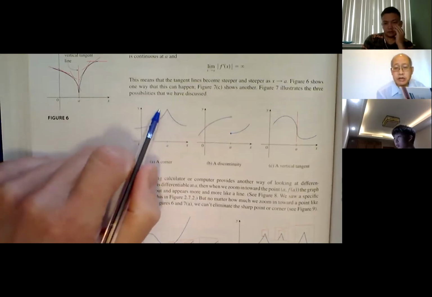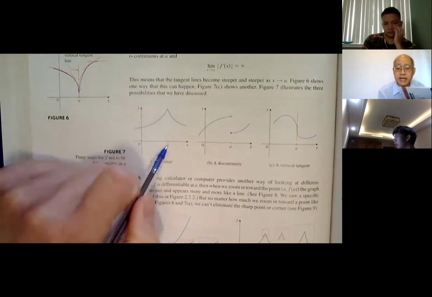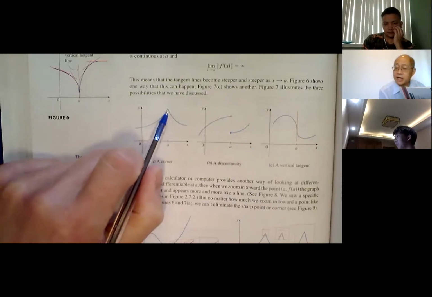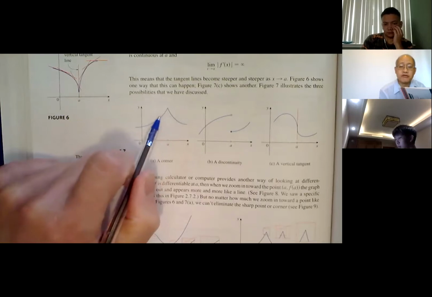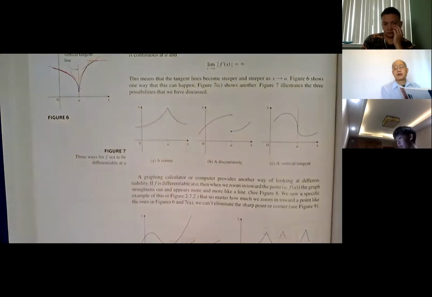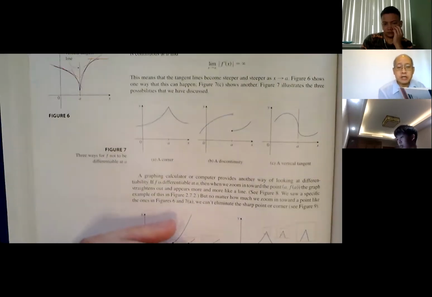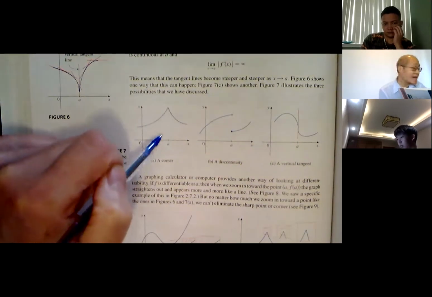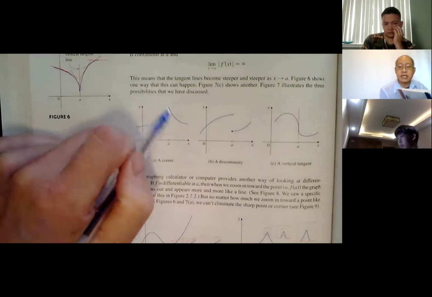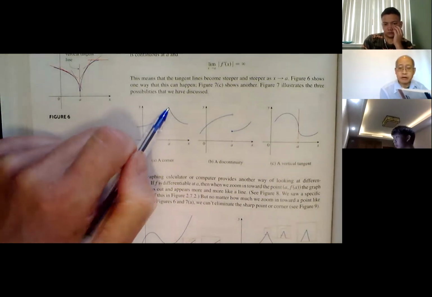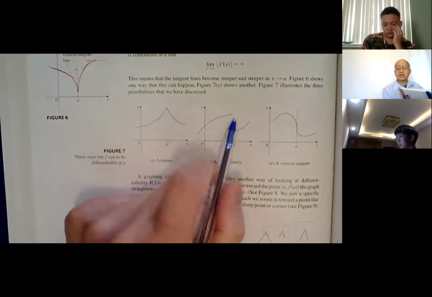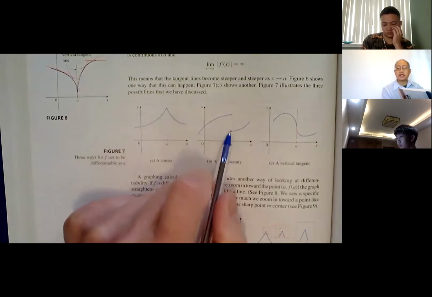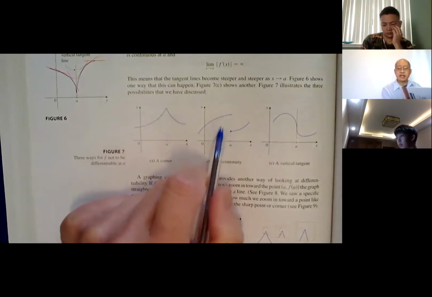Here's a picture of a point where the function's continuous at x equals a. It's continuous, but not differentiable. So you can have continuity without differentiability. Fancy words there again. If you have a differentiable function, it's automatically continuous at a point, but not the other way around. Here's a case where the function is continuous, but not differentiable. You have a corner point. And you can also have a discontinuity. If the function is not continuous, it's automatically not differentiable.